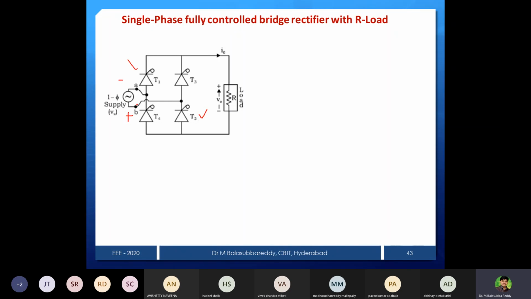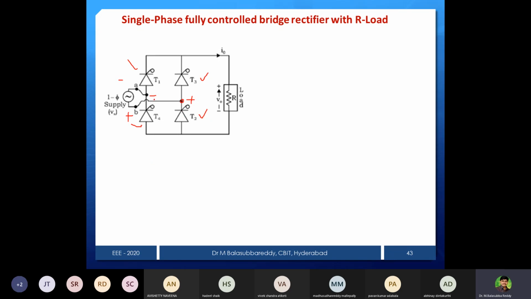What will happen? The plus terminal is connected here, and this is the minus terminal. Minus is connected to the anode of T1, so it is reverse biased. The same minus is connected to the cathode of T4, so it is forward biased. Therefore T4 will be forward biased. Now plus is connected to the anode of T3, so it will be forward biased. Plus is connected to the cathode of T2, so it is reverse biased.